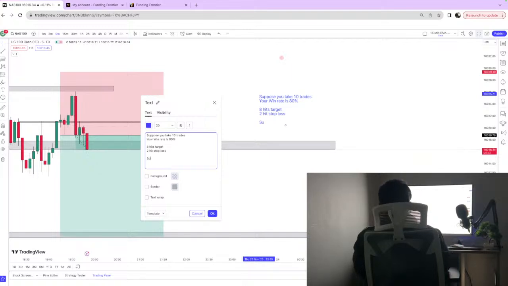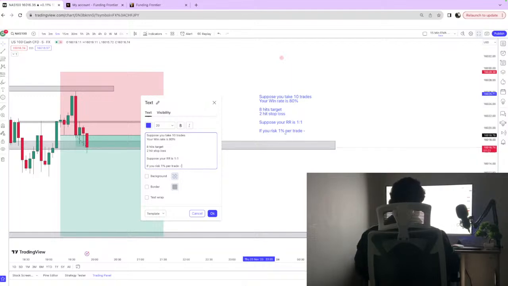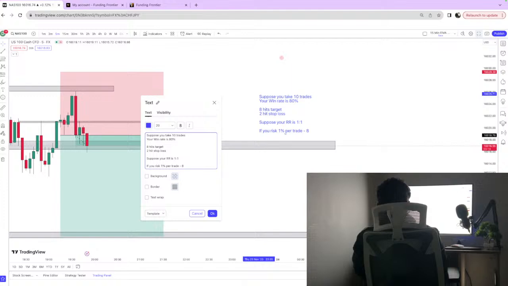Suppose your risk reward is 1 is to 1. That means if you risk 1% per trade, so on winning 8 trades, how much will you gain? 8%, right?